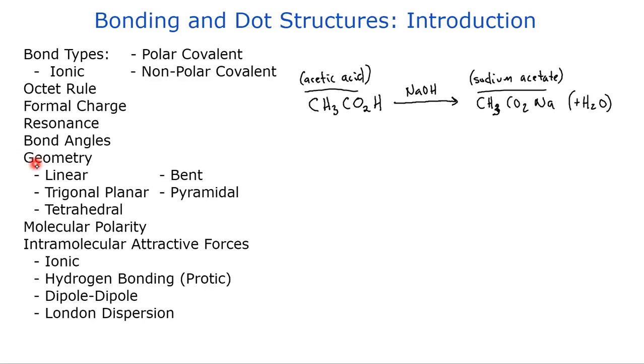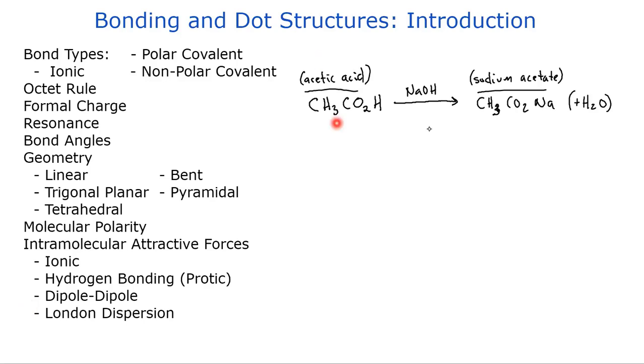geometry, and you learned more geometries than this in chemical principles, but the five that we'll need are going to be linear, bent, trigonal planar, pyramidal, and tetrahedral, and these will refer to a specific atom center in a molecule. We'll talk about how polar bonds in geometry come together to determine molecular polarity or polar sites in molecules, and how all of that contributes to intramolecular attractive forces like ionic bonds, hydrogen bonding, dipole-dipole attractions, and London dispersion forces.